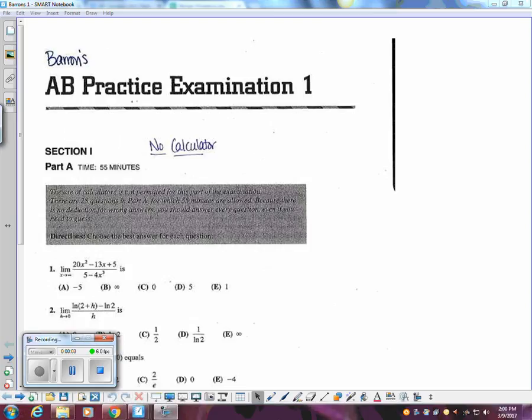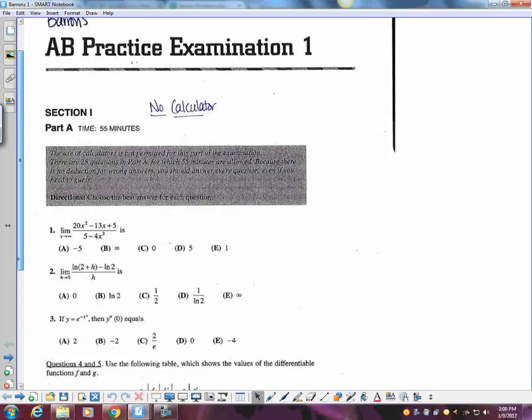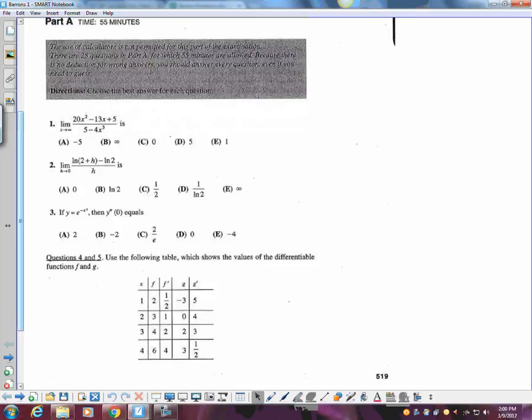So this review session is on limits. The first problem we're going to look at is number 2. If you will look at your formula sheet. Oh, okay, sorry. Okay, so let's go back and do number 1. But have your formula sheet out because we're going to need it in a second.